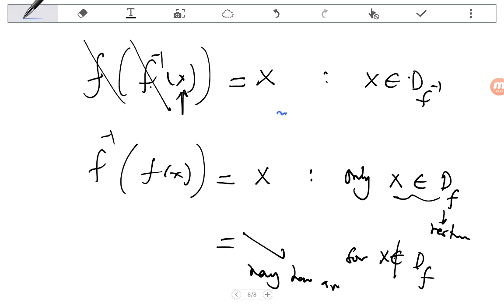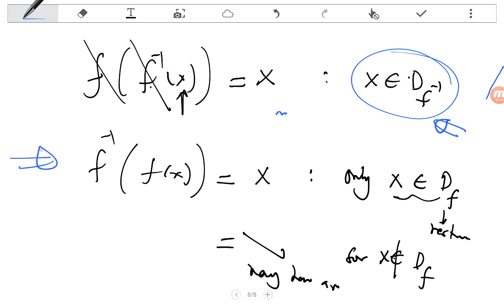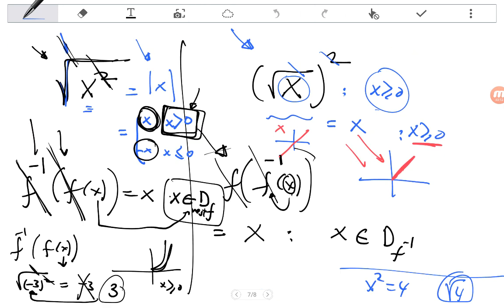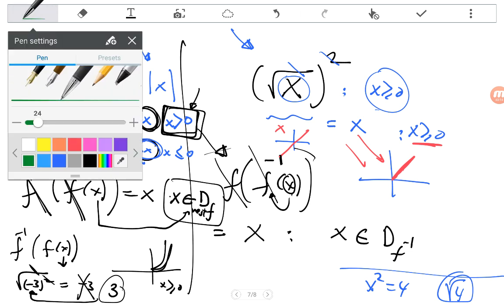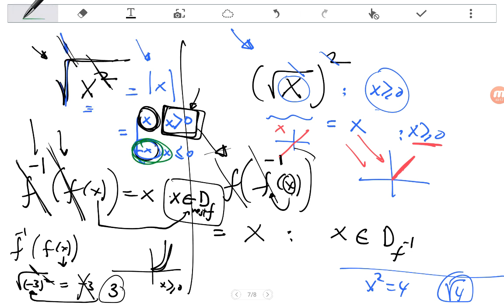In contrast to this, in this formula I cannot be outside the domain of f inverse. But in this case, I may be outside the restricted domain. But you know that if I'm outside the restricted domain of f, the result would be different from x. In that case, the result was negative x, not x.